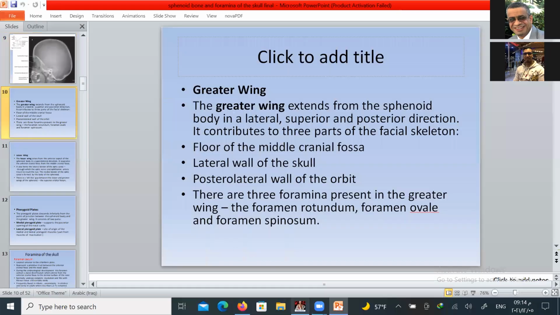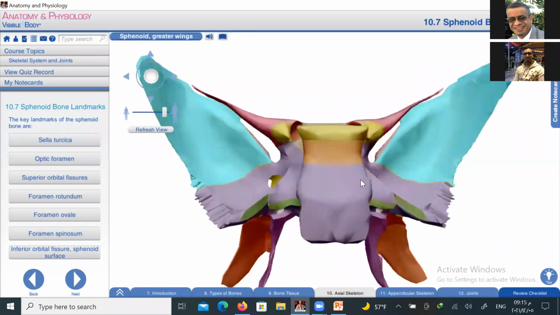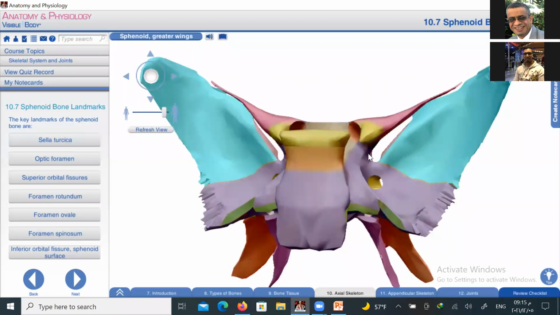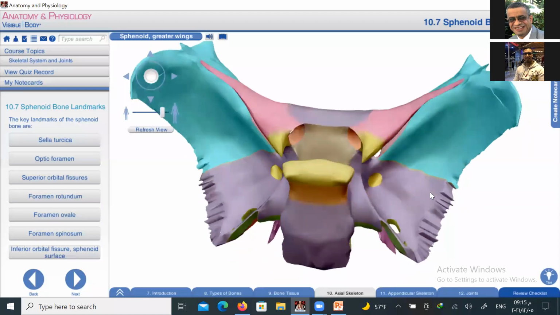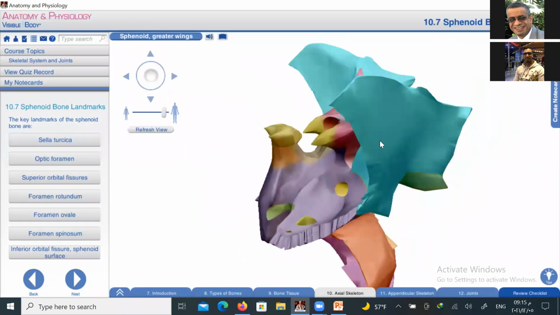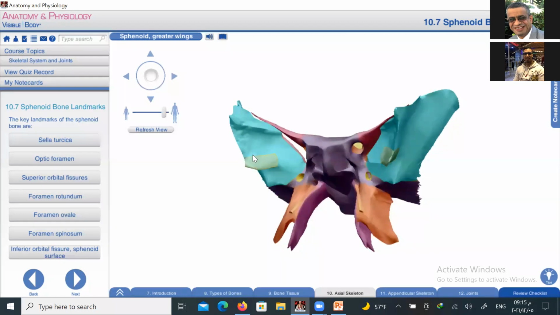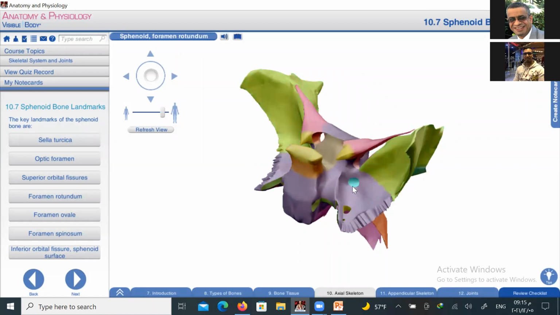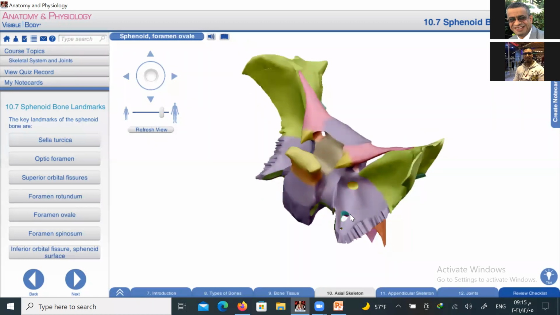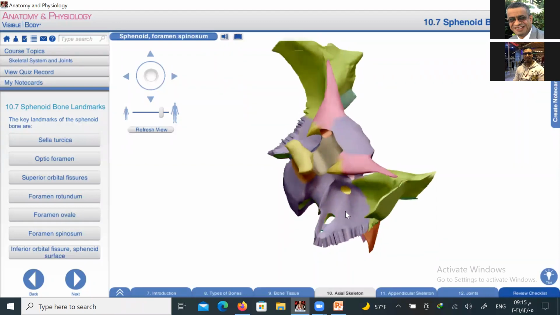Let's see this information on the 3D image of the skull. This is the greater wing of sphenoid that arises from the lateral wall of the sphenoid body, and it contributes to the floor of the middle cranial fossa and the lateral wall of the skull and the posterolateral wall of the orbit. It contains 3 foramina. This is the foramen rotundum, and this is the foramen ovale, which is oval in shape, and this is the foramen spinosum.